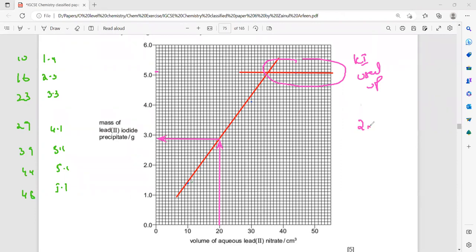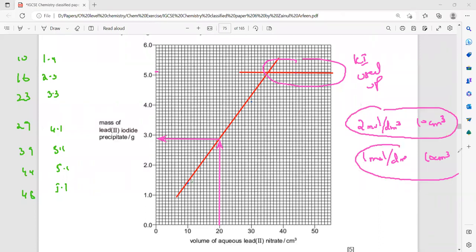If I was using 2 mole per dm cube and the volume was the same, the moles decrease as we decrease the concentration. For 2 mole per dm cube, I use 10 cm cube. Then in the same experiment, I use the same volume but with half the concentration, 1 mole per dm cube. So 2 mole per dm cube of volume 10 cm cube will have more moles, and 1 mole per dm cube of volume 10 cm cube will have fewer moles. As a result, the number of moles decreases. So what will happen to the amount of the product?